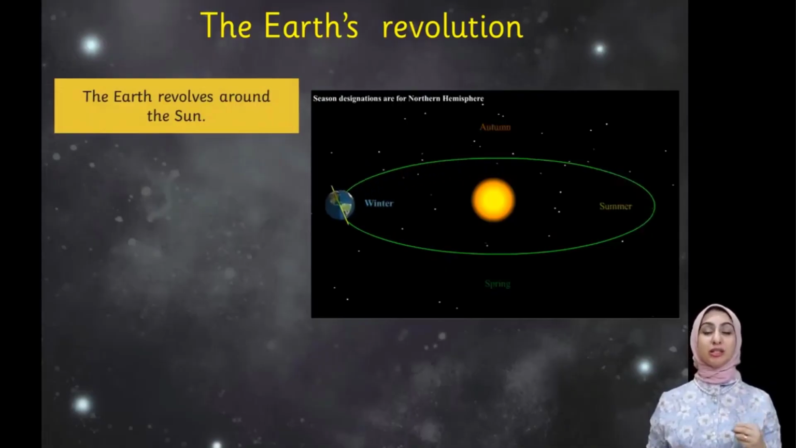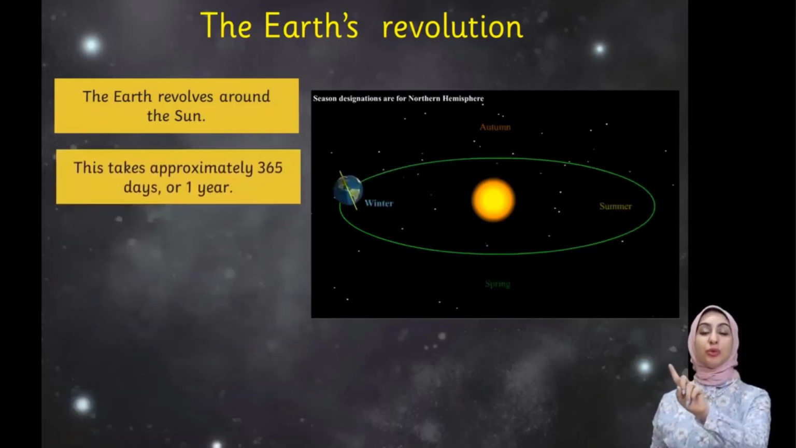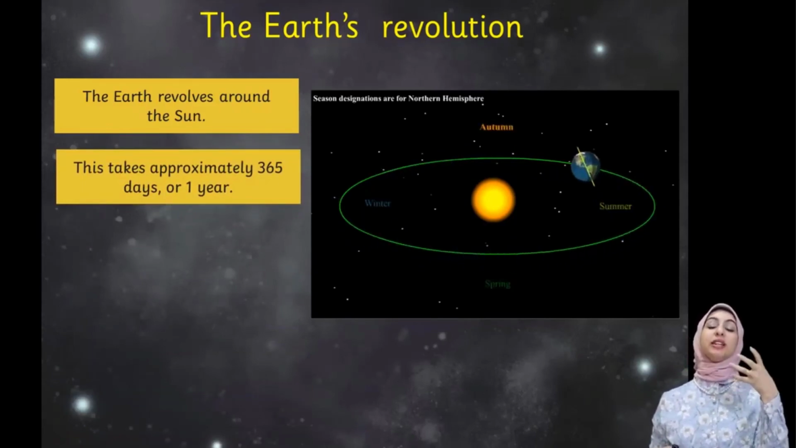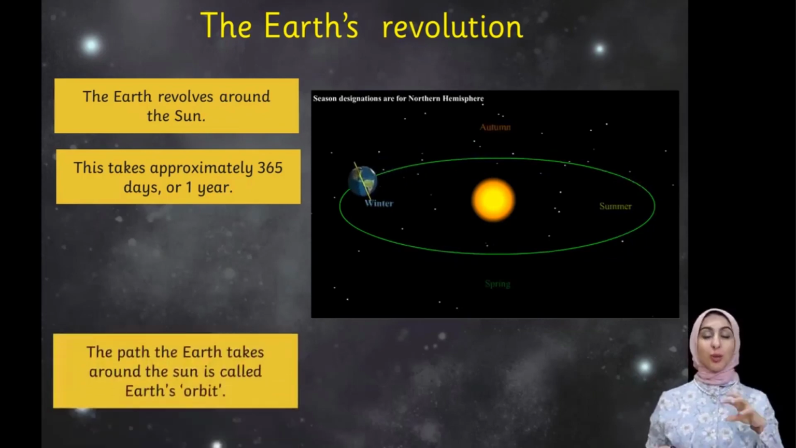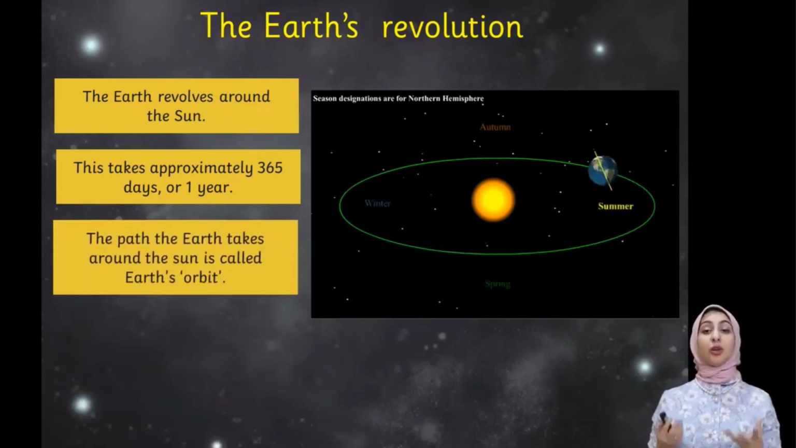Earth revolution means the earth revolves around the sun. As you can see here, the earth revolves or moves around the sun. And it takes approximately 365 days, or we can say 1 year. Okay?